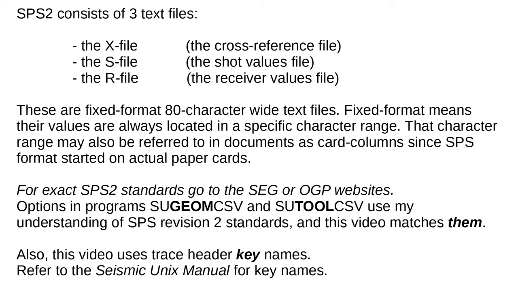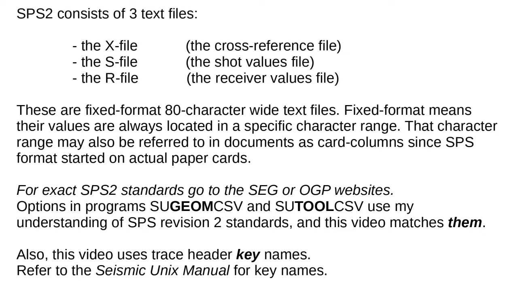SPS2 consists of three files: the X file, the S file, and the R file. These are fixed format files, which means that values are always at the same character locations within the records. You may find that SPS2 records are also called card images, and the location of values within them is called card columns, because SPS format started in the days where actual paper cards were used for data. You really should look at the SPS standards online. Remember to search for SPS Revision 2.